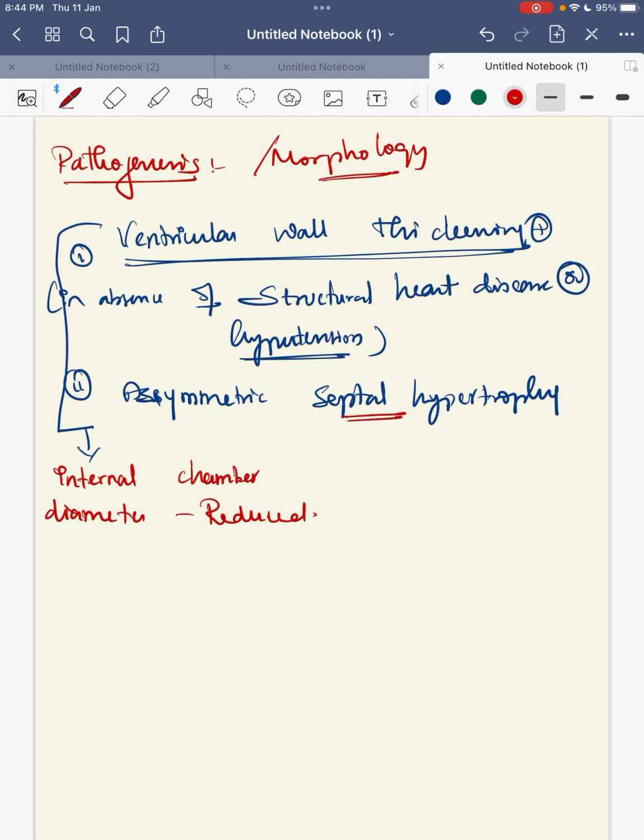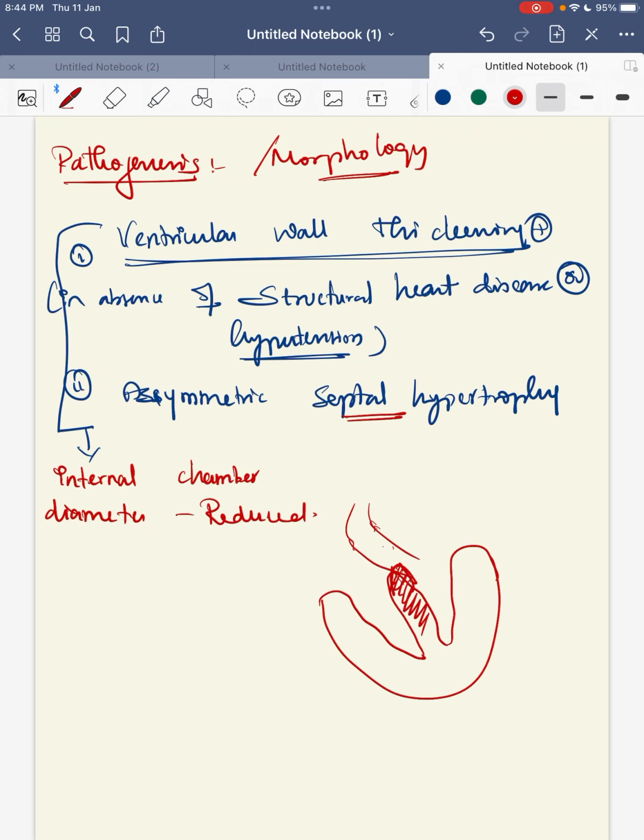Since there is a septal hypertrophy, there will be a subaortic obstruction. So I'll draw it here. Both walls are thick and the septum is also thickened. There will be asymmetrical septal hypertrophy. Here you have this aorta. This aorta will be coming out of this left ventricle.